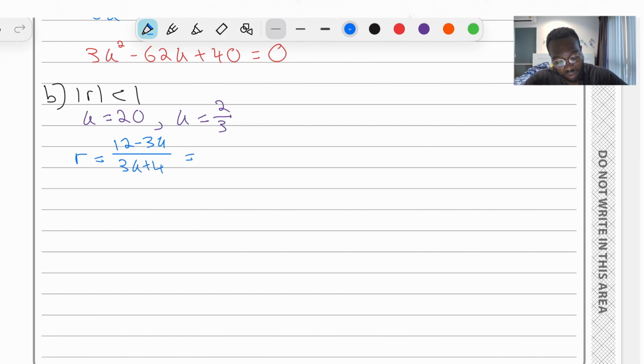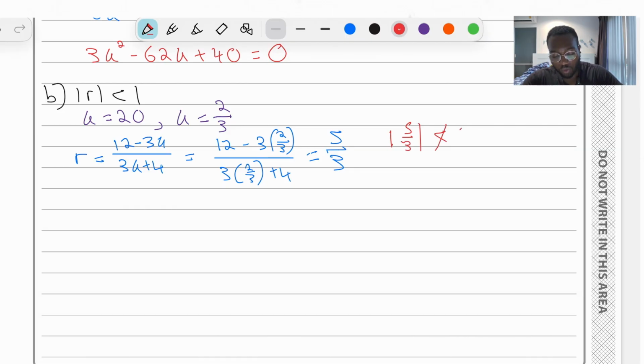So if we work this out now, we get 12 minus 3 times 2 over 3, and then that would be 3 times 2 over 3 plus 4. If you work all of that out, you will get 5 over 3. Now, the problem with 5 over 3 is the modulus of 5 over 3, the absolute value, is not less than 1, okay? Because 5 over 3 is like 1.6 or something like that. It is not less than 1. Therefore, k cannot be 2 over 3.